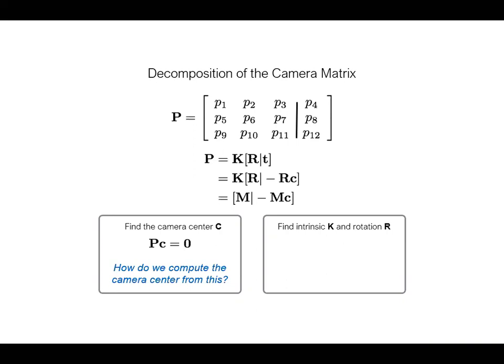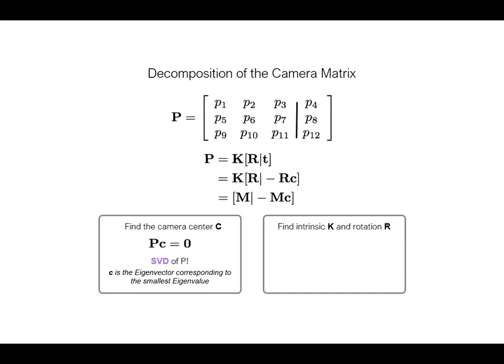Same thing exactly as AX equal to 0. How can we solve AX equal to 0? X will be the eigenvector corresponding to the smallest eigenvalue of the matrix A transpose A. Here it's exactly the same thing. SVD will do exactly the same thing. C will be the eigenvector corresponding to the smallest eigenvalue.